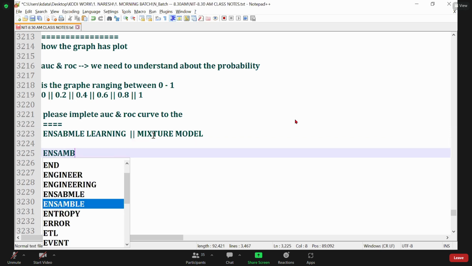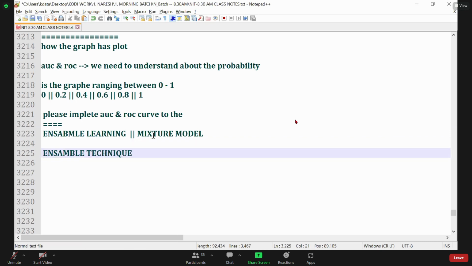Did we cover it on Monday? Most of them are left. Ensembling technique. What is meant by ensembling techniques? What about others, guys? Okay, we covered the ensembling technique on Monday.